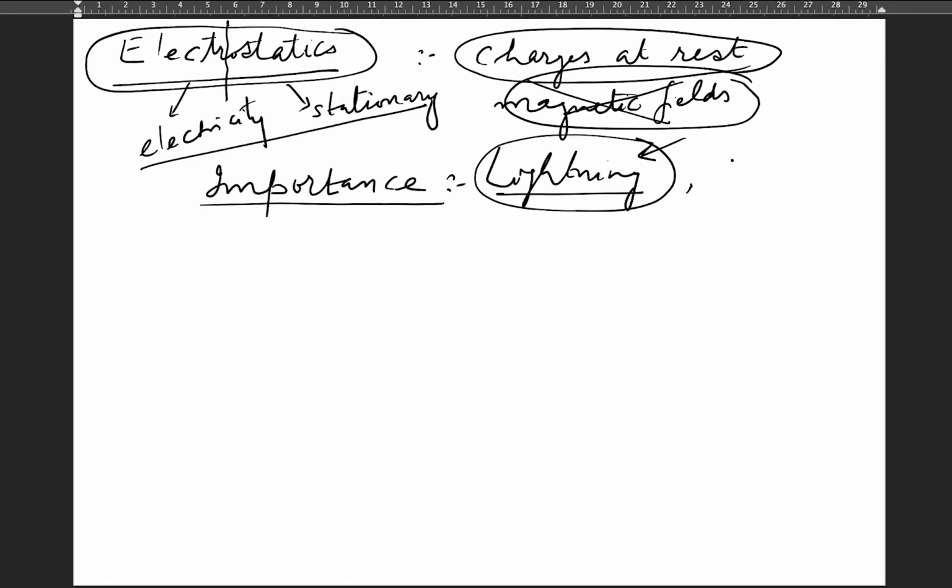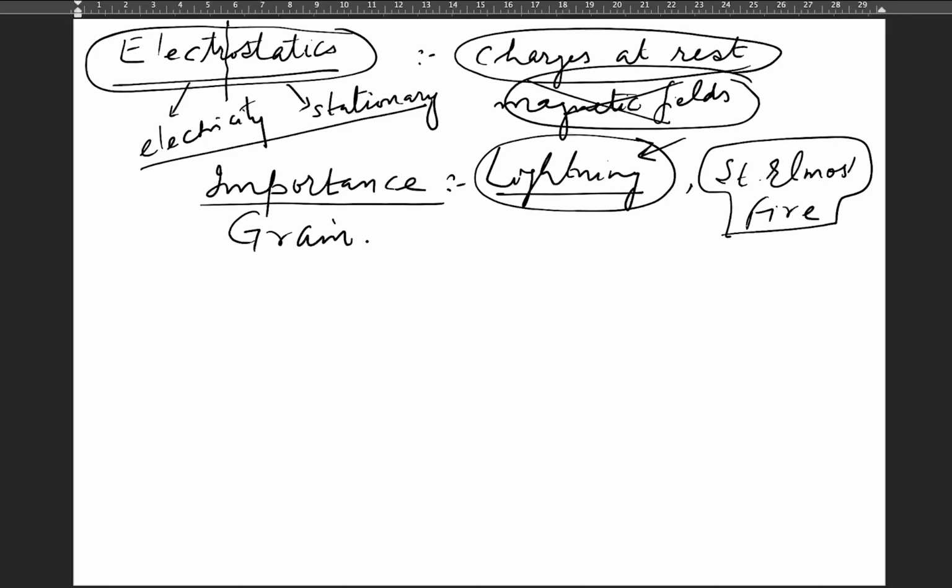Similarly, there are phenomena like St. Elmo's fire. There are so many YouTube videos of various pilots showing St. Elmo's fire. Similarly, in arid regions where humidity is very low and where flour mills or grain storage plants may face some kind of fire, usually called grain dust fire, which is caused by a spark created by electrostatics only. So there are so many things for which electrostatics is important.